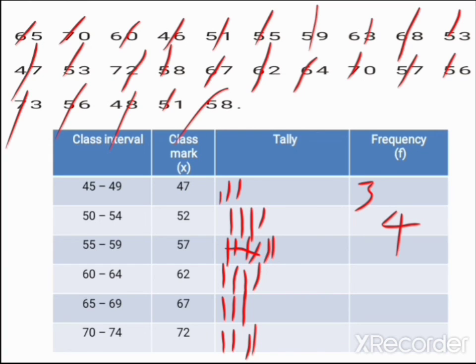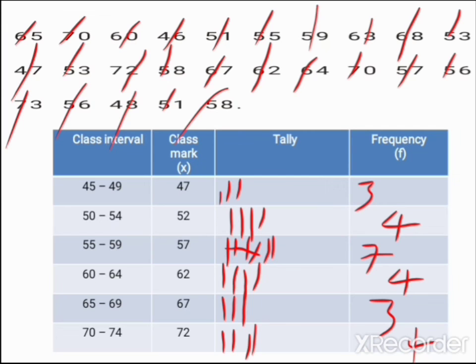The third class, from the tallies, we have 7. The fourth class, from the tally, we have 4 items there. The fifth class has 3 items. And the last class has 4 items. So this is what we have. This is our frequency table. We have successfully grouped this set of data into the frequency table. So if you're asked to prepare a frequency table, this is what is expected of you.